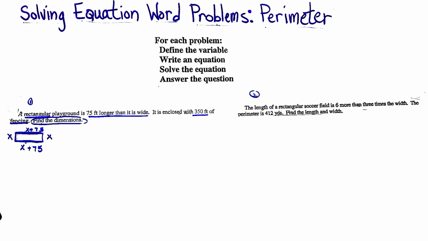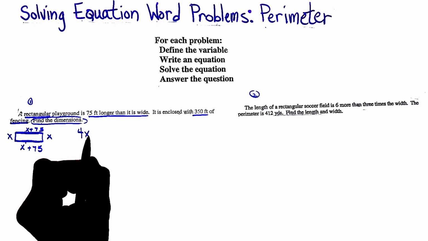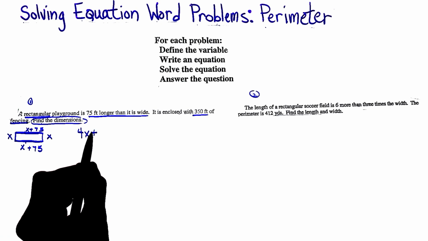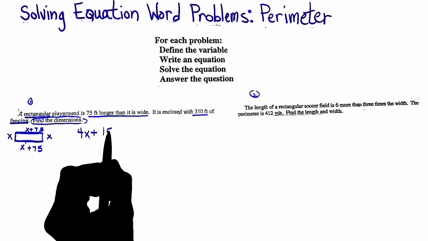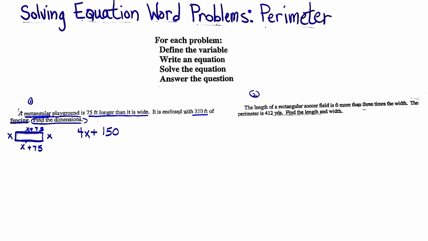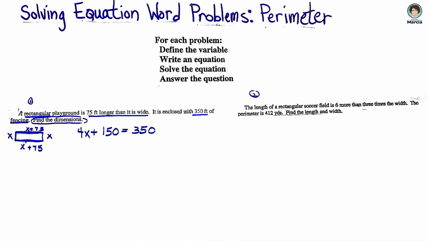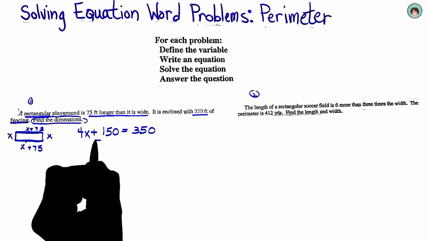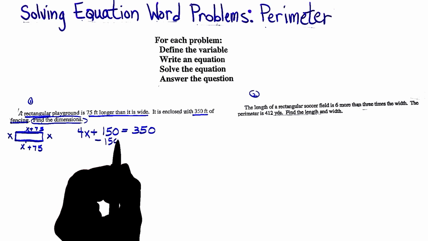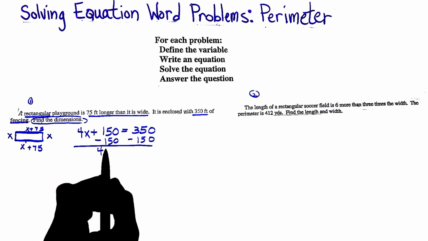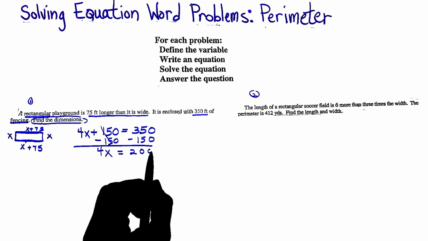Well, let's count how many X's we have. We have 1, 2, 3, 4. So I'm going to write 4X. And we do have a 75 and a 75, and when you add that together, that is equal to 150. And remember, they told us that the fence enclosure is 350 feet. You should know by now that you have to always add or subtract first. So we're going to subtract that 150 from both sides of the equation, and that cancels out. So I get 4X is equal to 200.